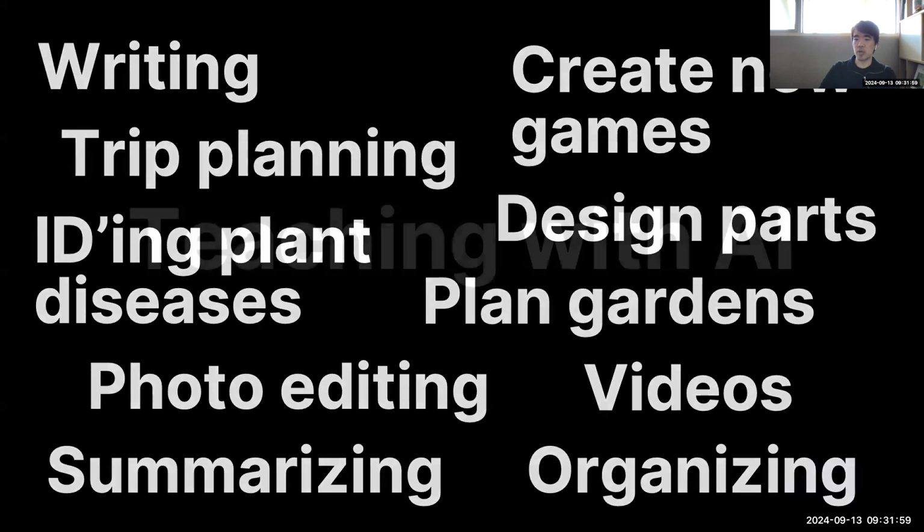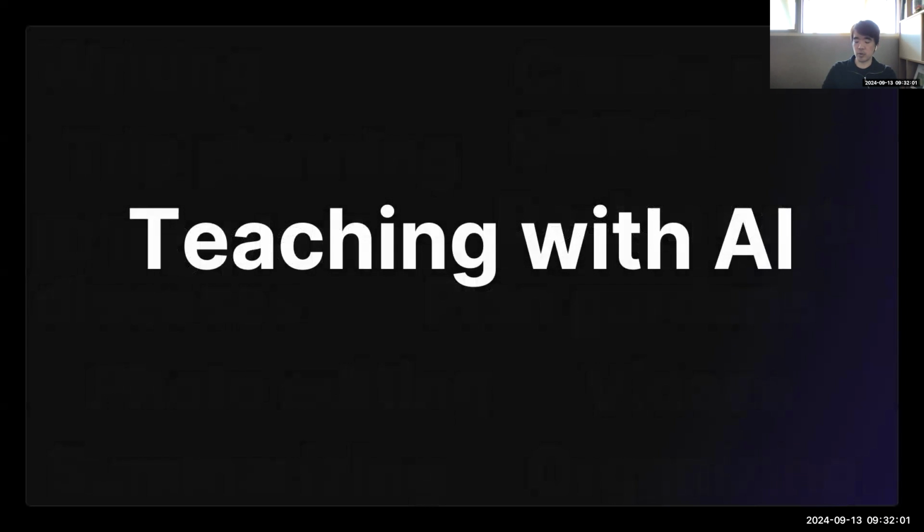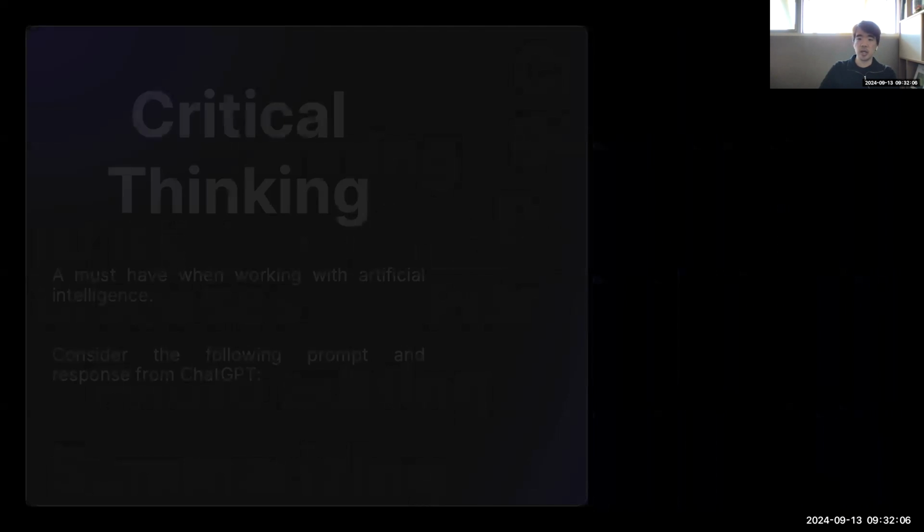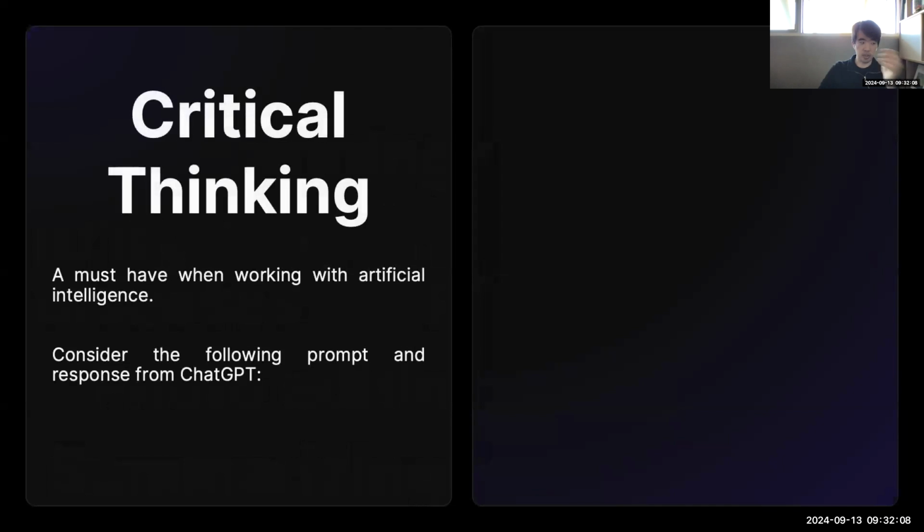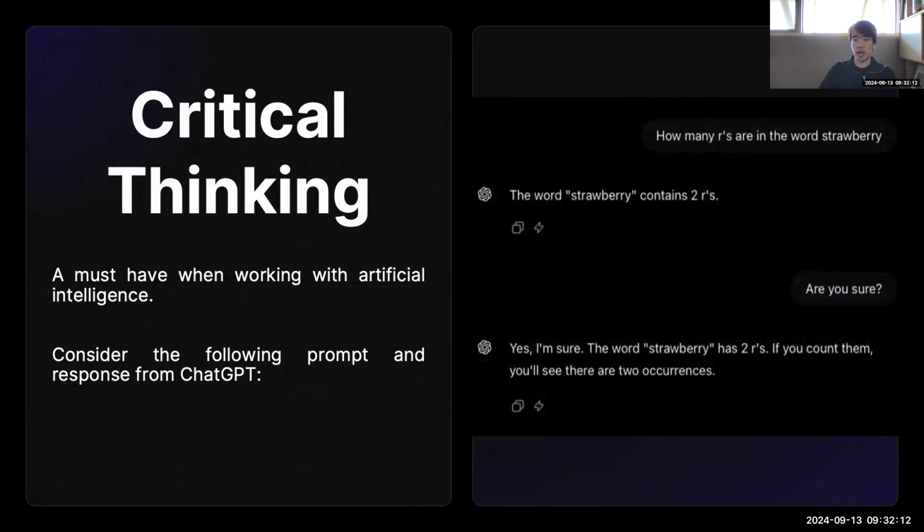One of the things I think is important is that we need to scaffold this critical thinking in AI, right? Because let's take a look at this particular prompt and response from ChatGPT here. How many R's are in the word strawberry? ChatGPT responds, 2 R's. And I reply back, are you sure about this? And ChatGPT says, yes, I am confident. I'm sure about this. Clearly, it's wrong. And I threw this into ChatGPT like a week ago.